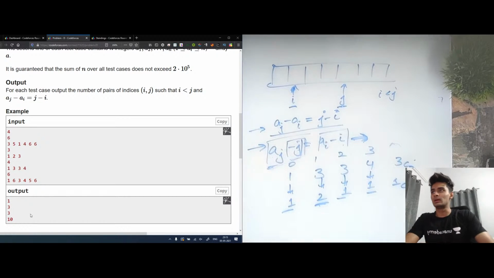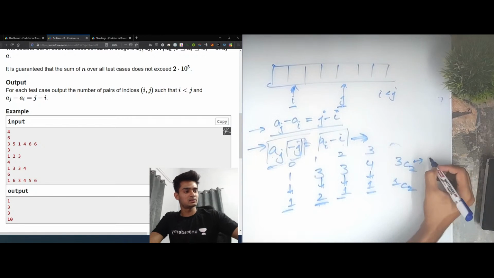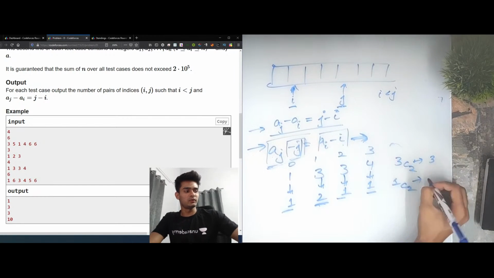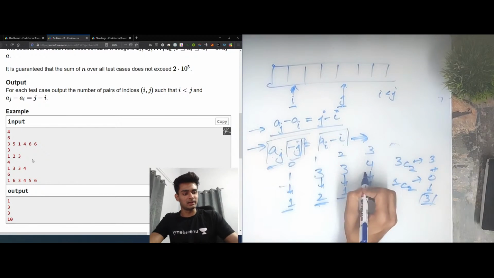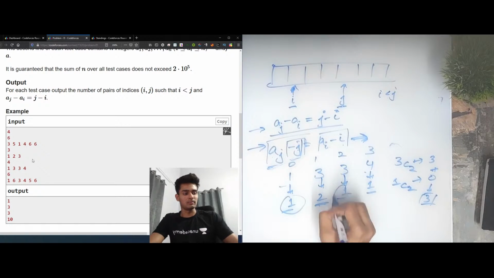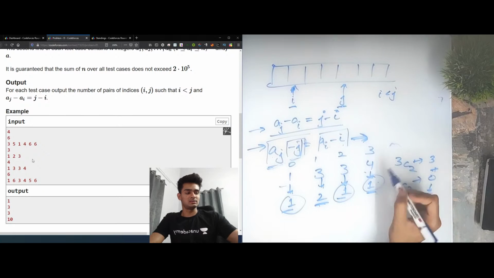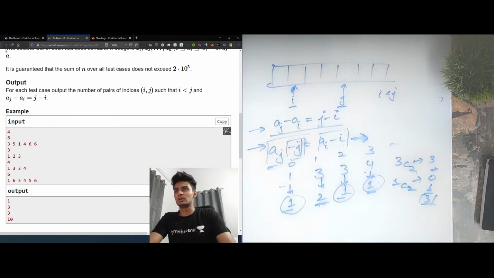Okay, I need to remove my picture. So 3c2 will give us 3, and 1c2 will give us 0. So 3 plus 0 is 3, and the answer for this test case is hence 3. So that is all you have to do. You just have to take the array, decrease the index values from every position, and then count how many similar values we have, and for every value we just have to choose 2 values. So I'll just show the code.